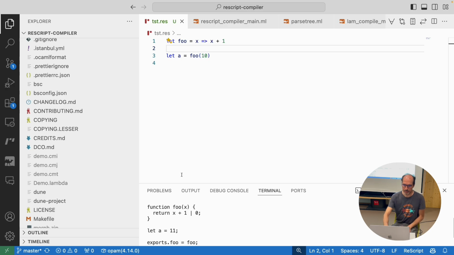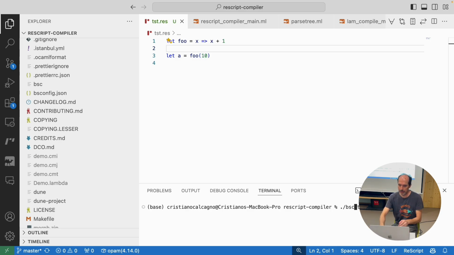Okay, so two things happened. The function was compiled, and then magically A becomes 11. So now we'll see step by step how we got to this point. Okay, so this is where we just finished.